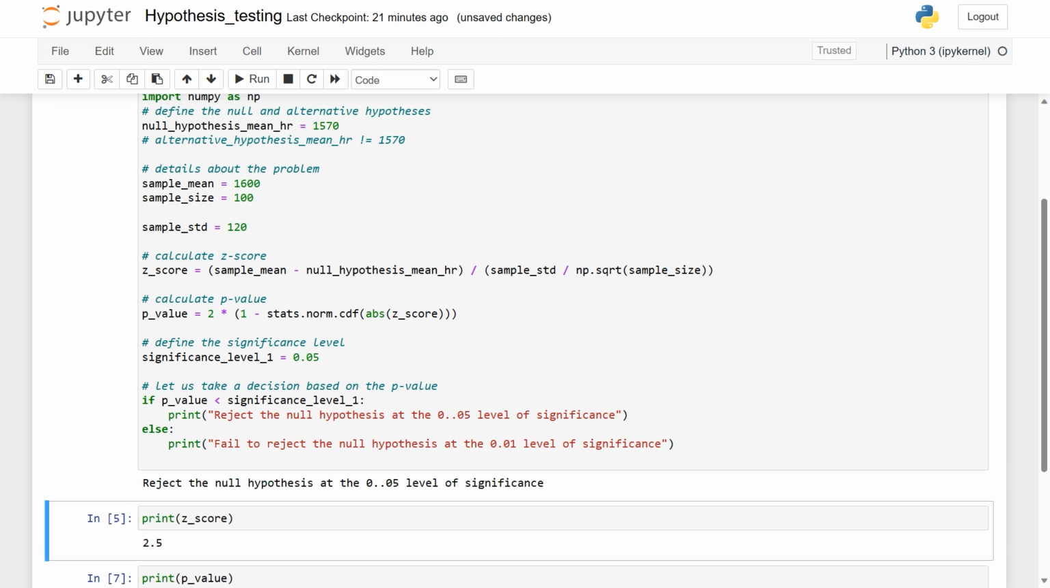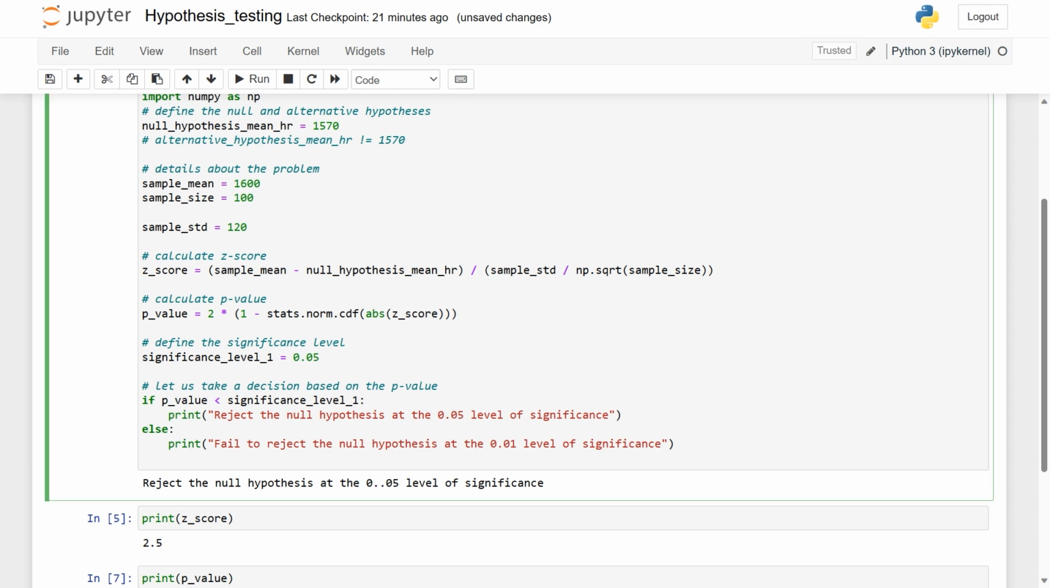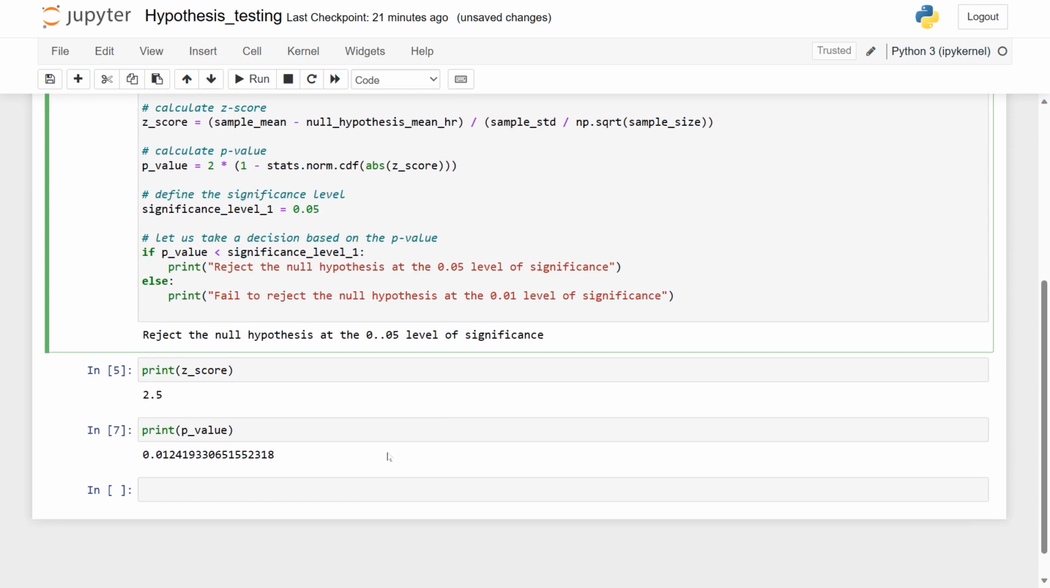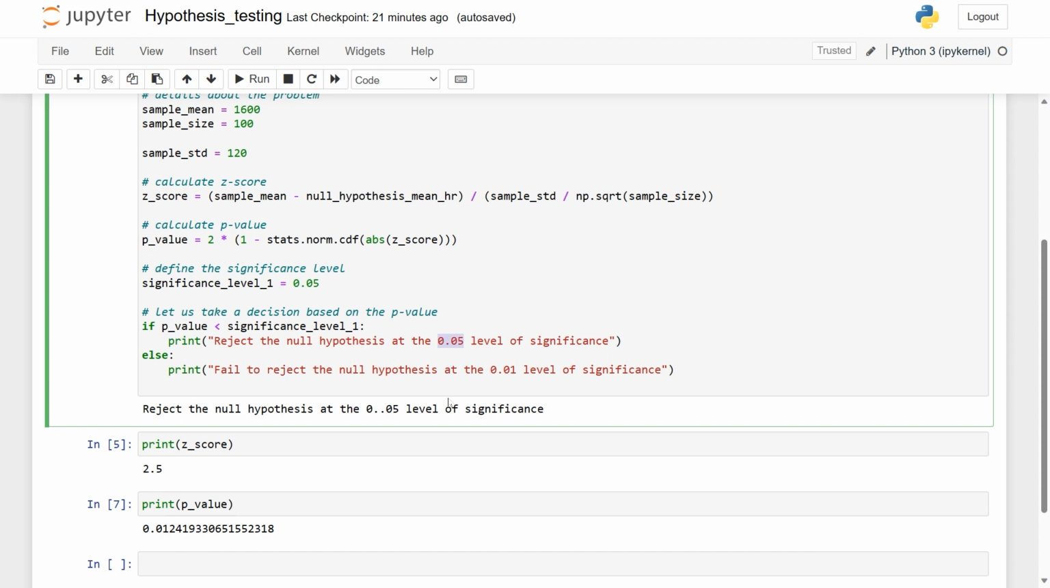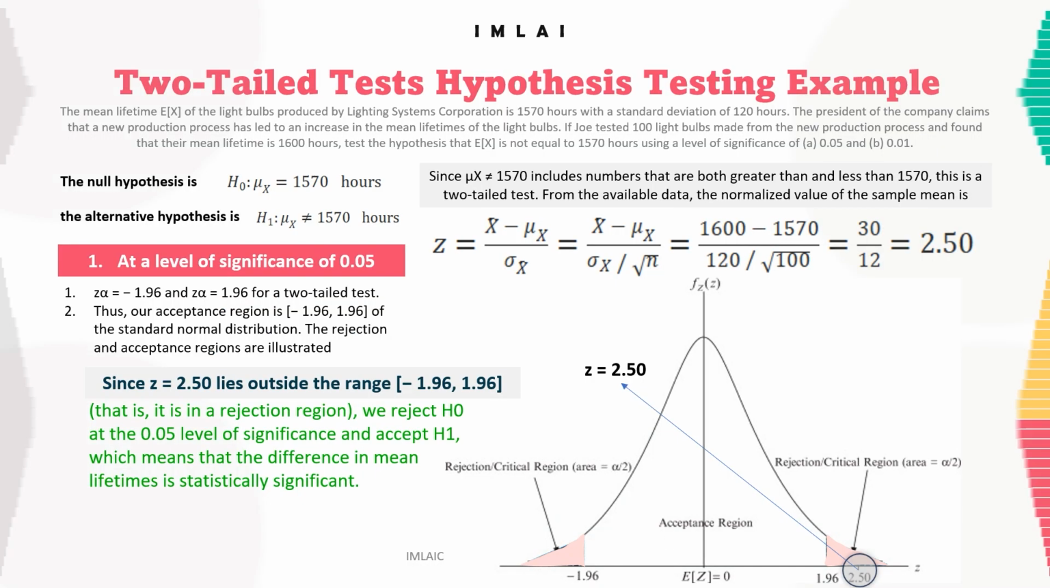So reject the null hypothesis at the 0.05 level of significance, because you got a probability value of 0.01, which is fundamentally lesser than 0.05. So that's the reason. Here we can see it has fallen inside the rejection region, and we have taken a decision.